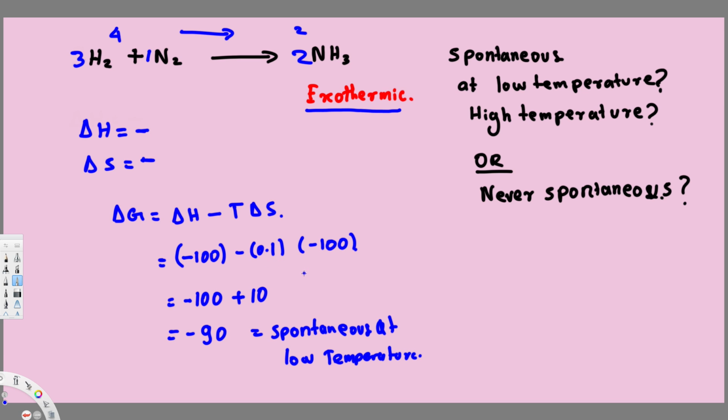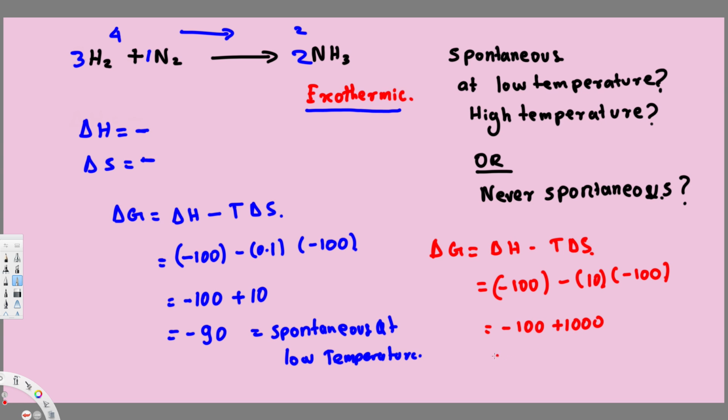And let's take a high temperature and see what we get. So let's say we have delta G is equal to delta H minus T delta S, and again we take negative 100 for delta H and delta S, and for T let's take 10 and see what we get. Negative 10 times negative 100 is going to be plus 1000, right? So negative 100 plus 1000 is going to give us 900. So plus 900, this is non-spontaneous.